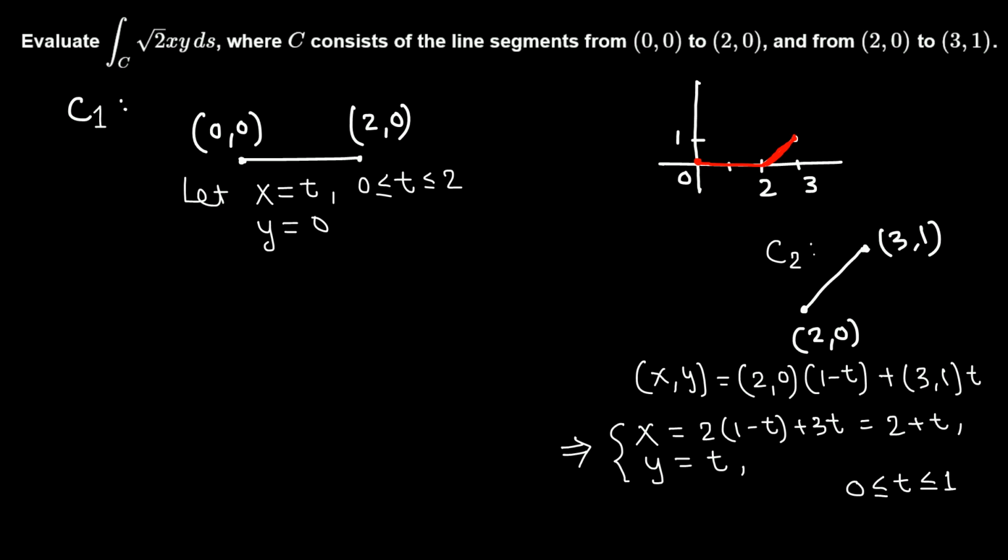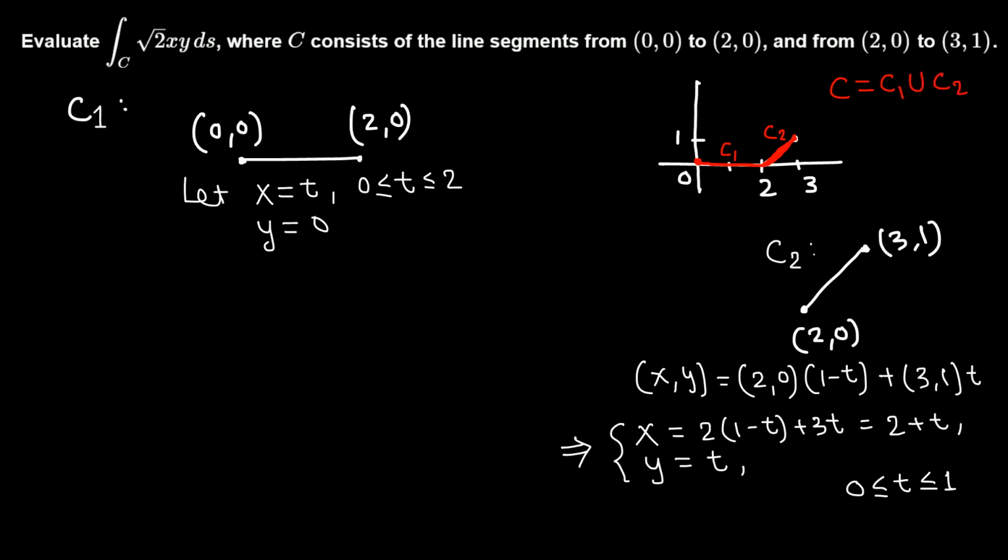Evaluate this line integral where C consists of the line segments from (0, 0) to (2, 0). So (0, 0) is the origin, and (2, 0) is here. So we have a horizontal line segment, and from (2, 0) to (3, 1), that's another line segment. We can say the first line segment is C1 and the second is C2. So our C is in fact C1 union C2.